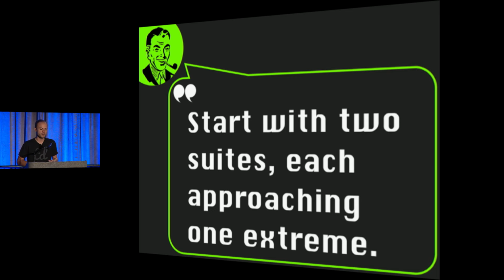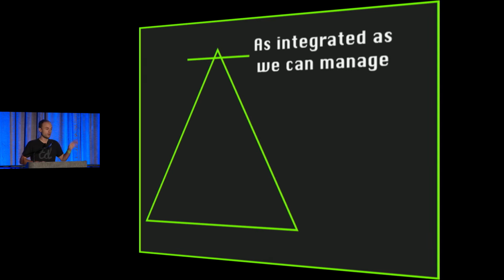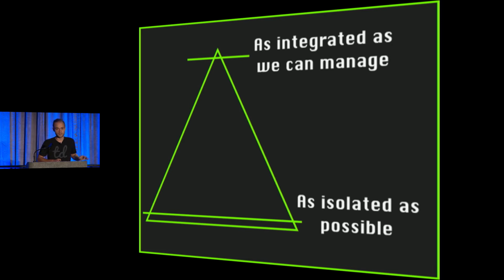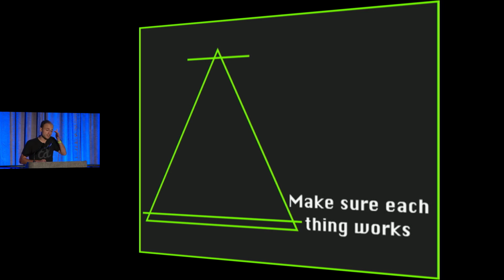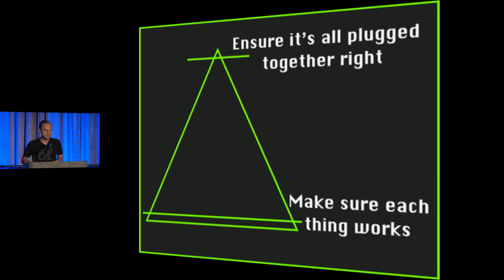Instead, when I'm starting any new thing, I always encourage my teams to start with just 2 test suites, each approaching the logical extremes, because it makes it really obvious what should be faked and what shouldn't. At the top half, we make as integrated a test suite as we can possibly manage, and at the lower half, we make as isolated a test suite as we possibly can manage. The tests at the bottom, we just make sure every single file does its individual job, and the tests that glue everything together make sure that when it's plugged together, nothing blows up.